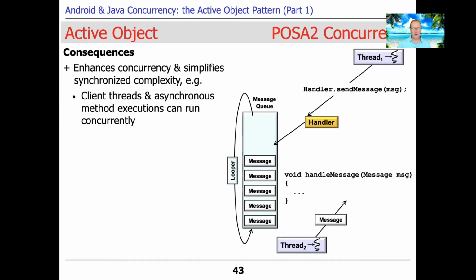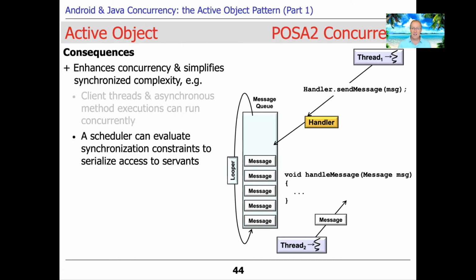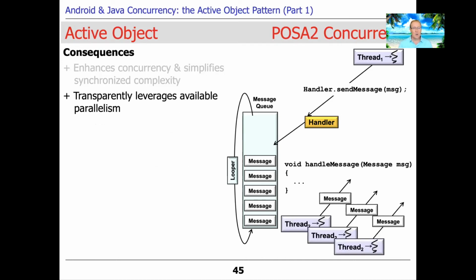Those things are running in different threads of control, just like having a background thread that's passing a message to the user interface thread. Those can run in different threads. The scheduler can take into account various synchronization constraints or other conditions or expressions that are needed to serialize access to servants so that they run at the right time, under the right conditions, perhaps in the right order. You can also transparently leverage the available parallelism.